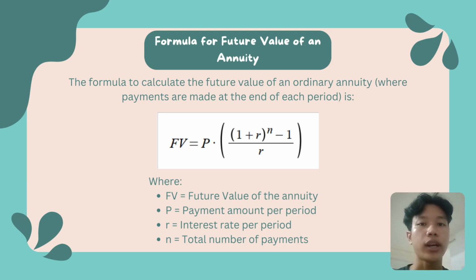The formula to calculate the future value of an ordinary annuity, where payments are made at the end of each period, is FV equals P times ((1 plus R) to the power of n minus 1) divided by R, where FV is the future value of the annuity, P is the payment amount per period, R is the interest rate per period, and N is the total number of payments.